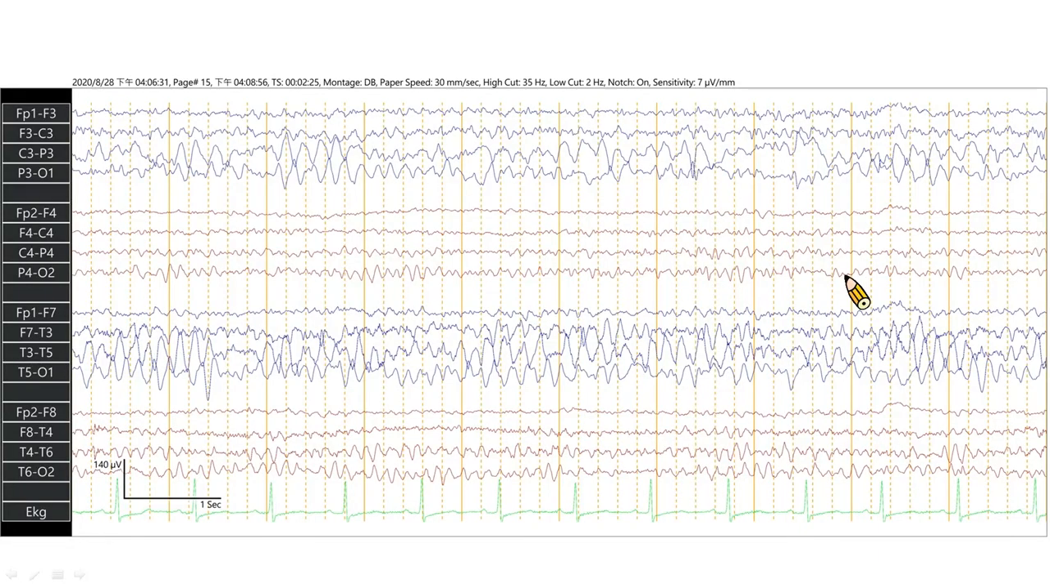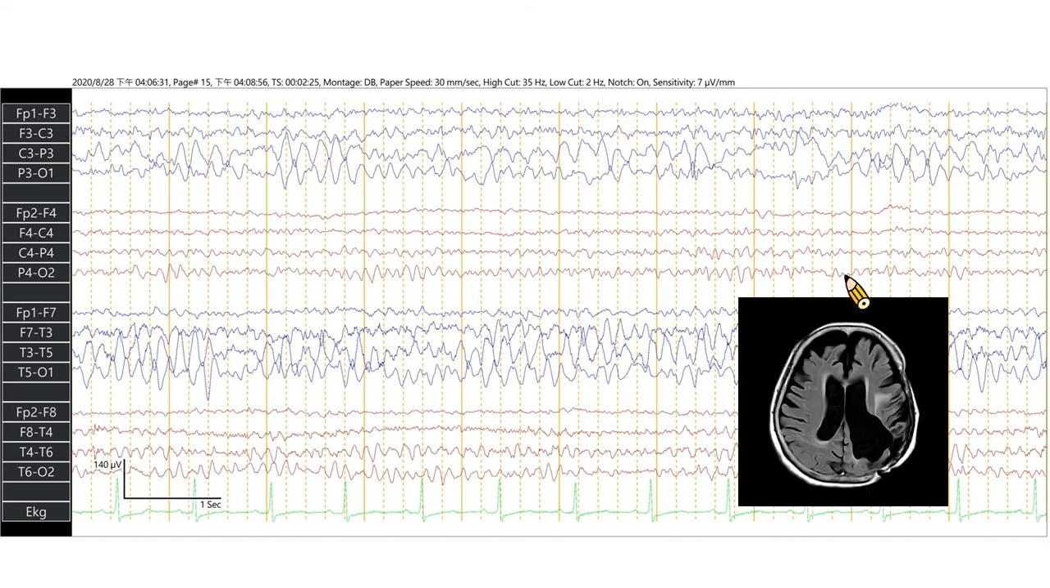And this is another example of breach lesion. We can see there are nearly continuous polymorphic theta activities over the left parietal occipital area, with higher amplitude and sharper contour. This patient has a left parietal occipital ICH, status post-operation.